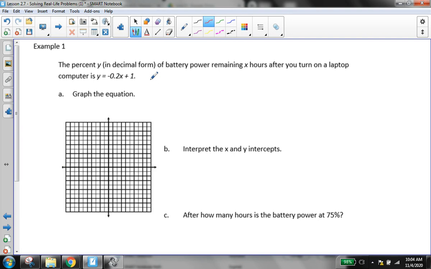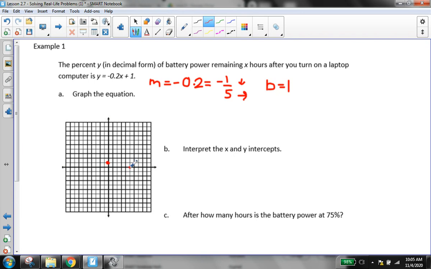I'm going to change the slope of negative 0.2 into a fraction so that I can graph it a little easier: negative 1/5. I know my y-intercept is 1, so I'm going to start out at 1. Remember what a slope of negative 1/5 means: go down 1 and then to the right 5. So down 1 and right 1, 2, 3, 4, 5.